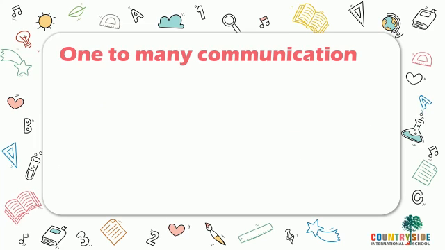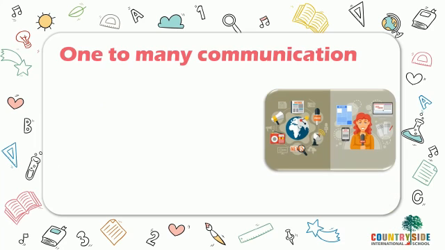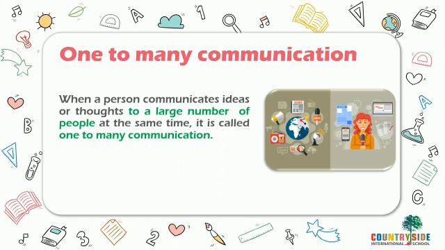Now we'll see one-to-many communication. What do you mean by one-to-many? One person, can you see in the picture? One person talking to so many. How is it possible? Yes, it's possible. When one person shares the ideas and thoughts to a large number of people at the same time, it is called one-to-many communication. When you see the examples, you will be more clear.